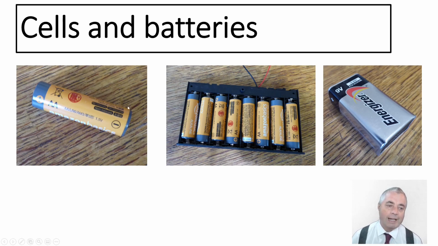You can't really, with a cell, get a better voltage than 1.5. So 1.5 volts is about the best you can do. If you want more, so this is 12 volts, what you've got to do is connect them together.